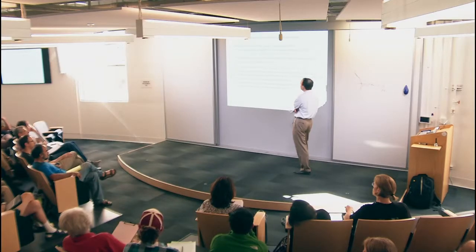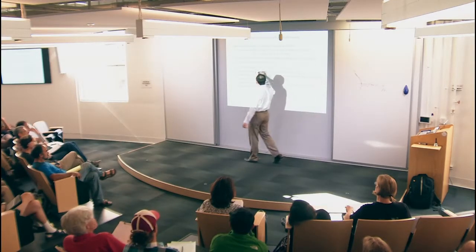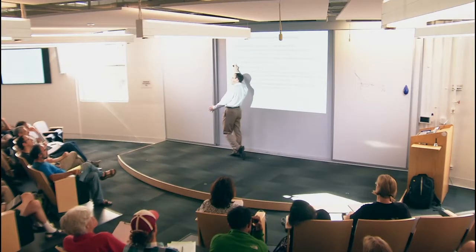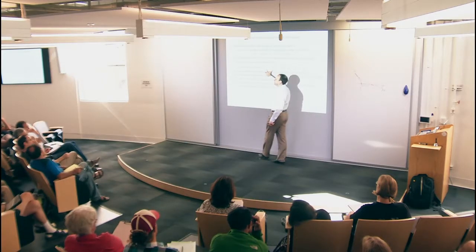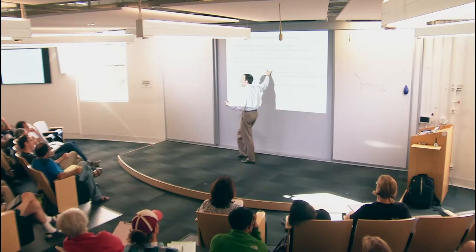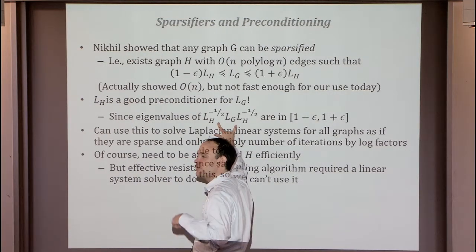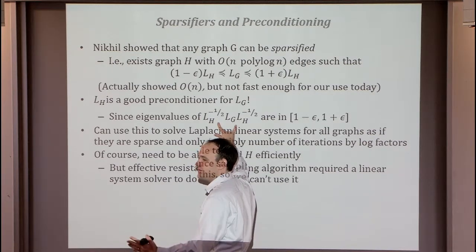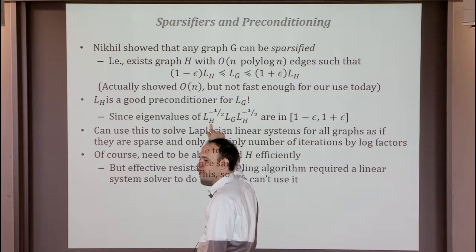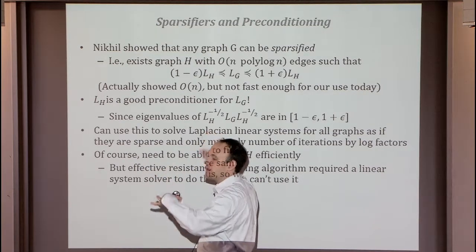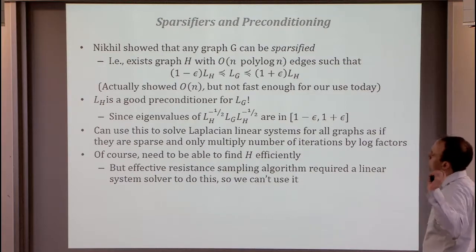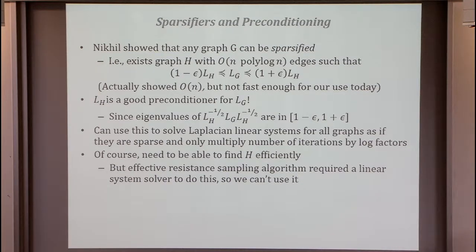Right, so the idea is that if I can solve linear systems for LH, then we know that this has good eigenvalues, so I can use it as a preconditioner for solving things with the original graph. What I need to be able to do in each iteration is solve linear systems in LH and multiply by the original graph, because I need to be able to compute the right-hand side. Sorry, each iteration still involves multiplication by LG, right?